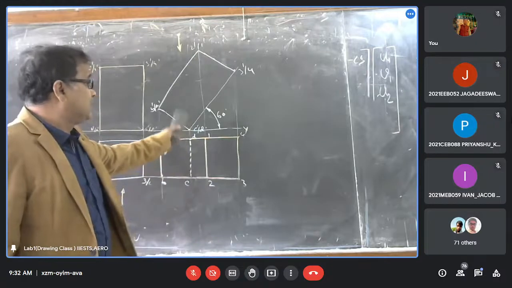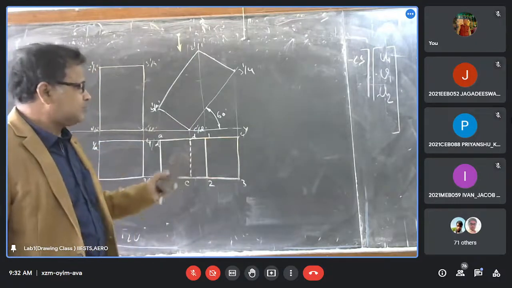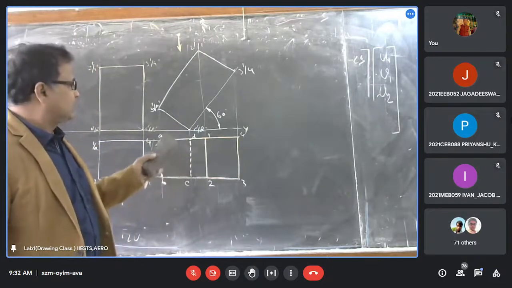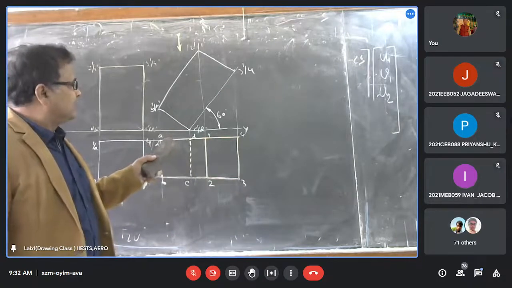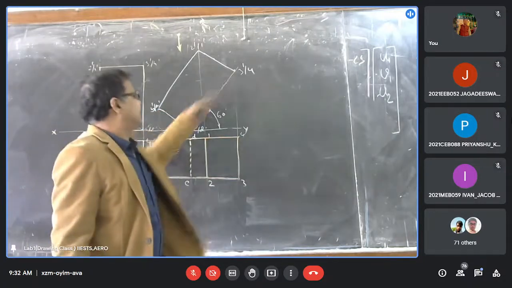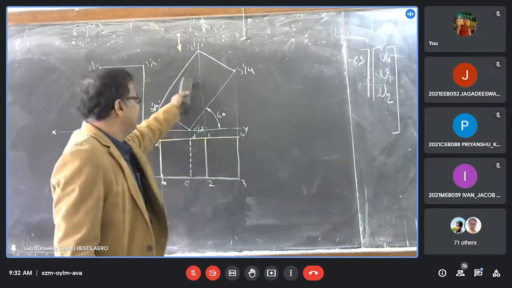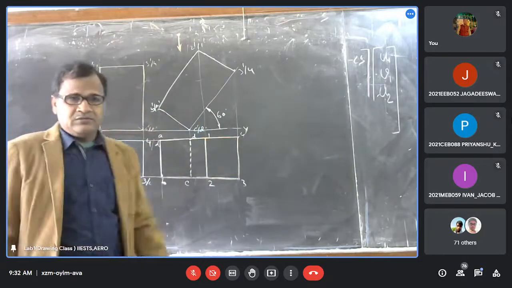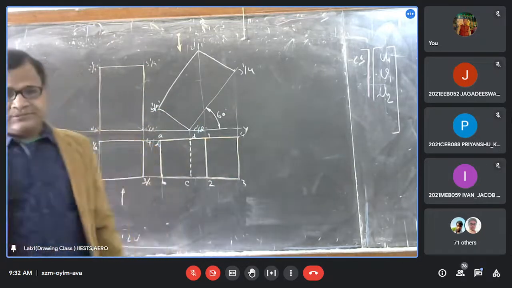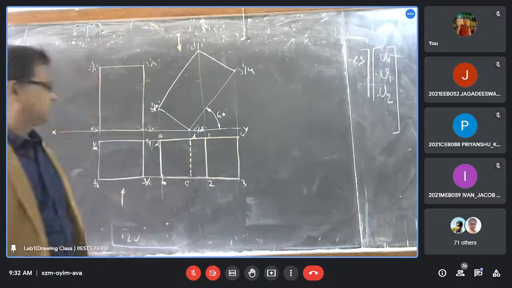While this rectangular square prism is making a 60-degree angle with a rectangular surface, this is your final elevation. This is your plan. Any doubt up to this? No, sir.